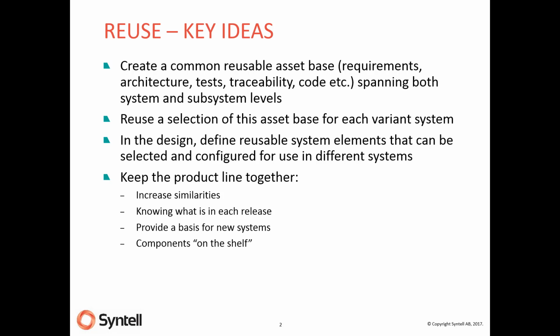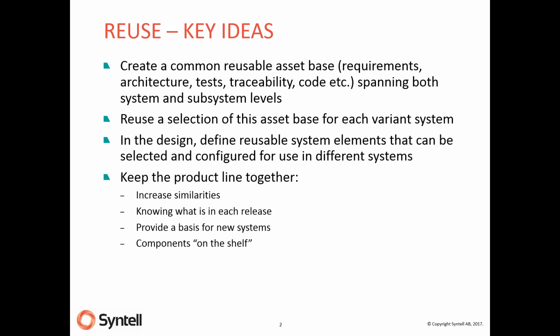This kind of large-scale reuse is commonly referred to as a product line approach. For this kind of reuse to work, there needs to be great similarities between the variant systems. There must also be a strategy for handling the differences between the variant systems. For an efficient reuse, we should try to keep the product line together to avoid unnecessary deviations between variant systems. The reuse should start at the requirements level. If development is based on a common base of reusable requirements, similarities will increase and it will be easier to avoid deviations.